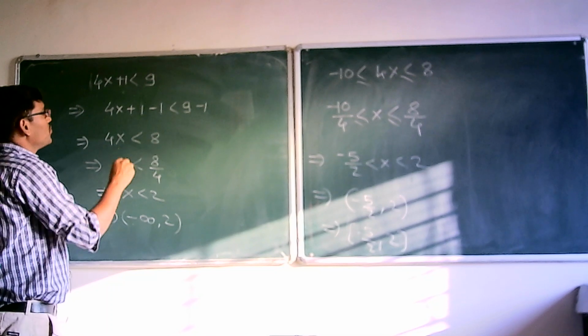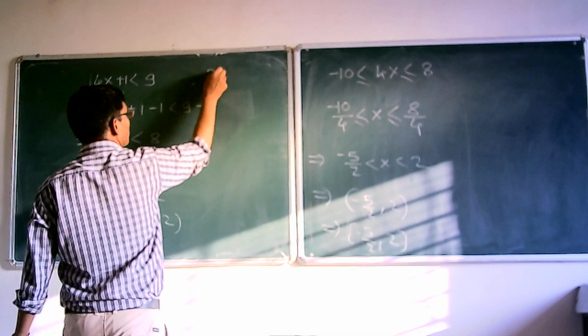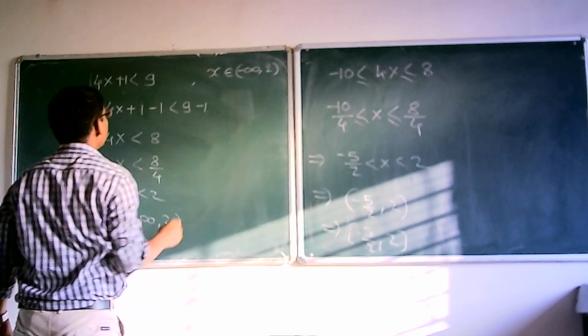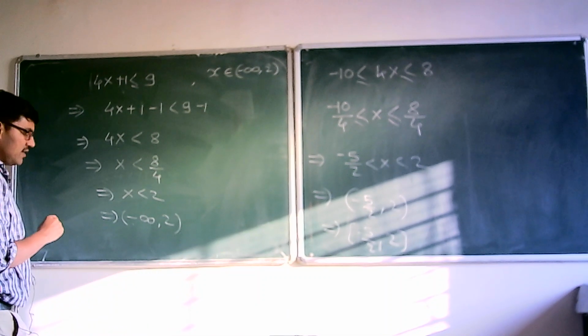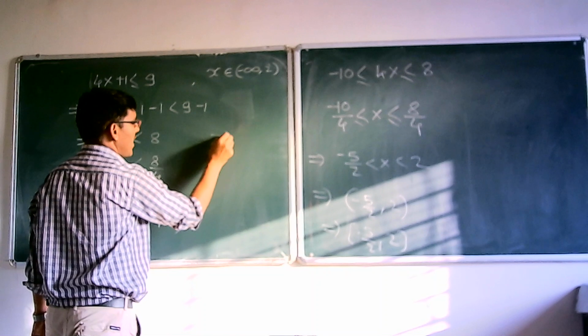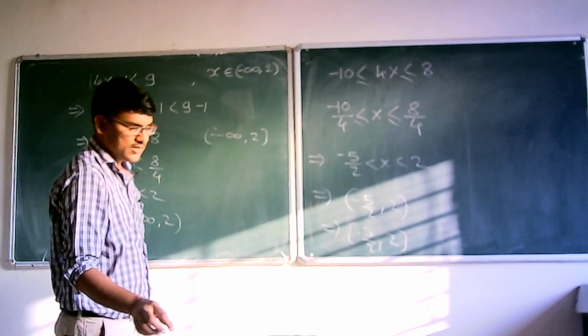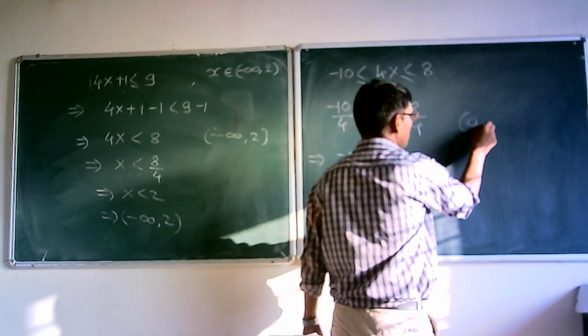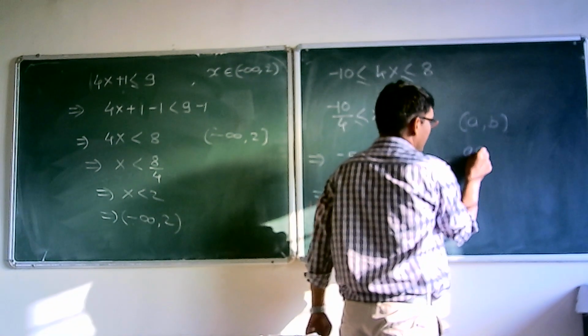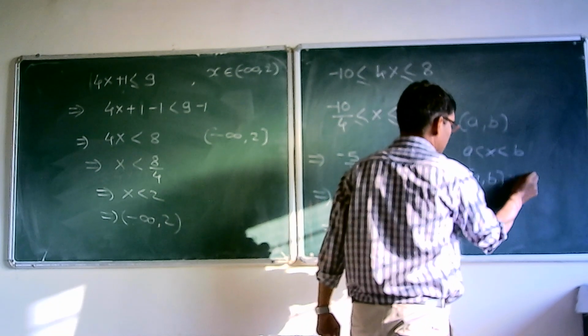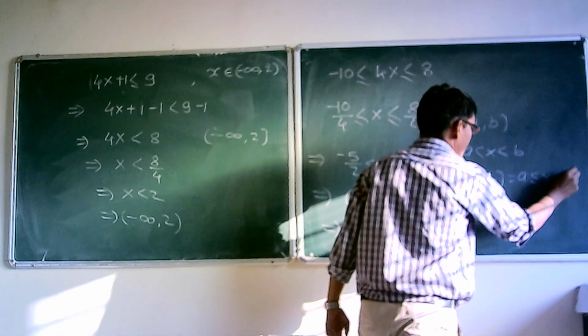Okay. So what is the solution of this set? The solution of the set is x belongs to minus infinity to 2. Again, if there is a less than or equal to sign, then the solution is minus infinity to plus 2, a closed interval. All of you know that. What is a closed interval? An open interval means a less than x less than b, and a closed interval means a less than or equal to x less than or equal to b.